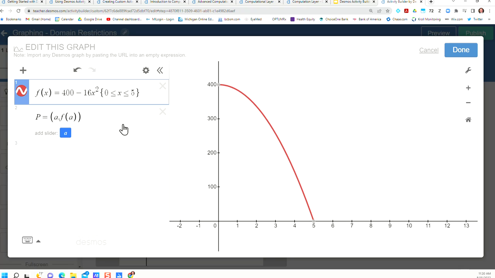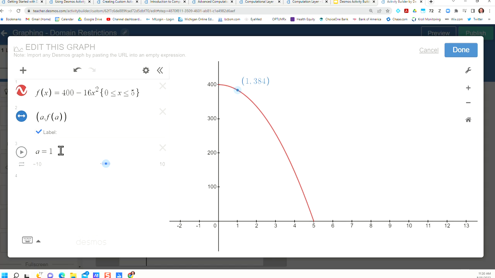Then next what I have is a point right below it. Now I chose to label this as P equals. You don't even need the P equals. But nothing shows up because right now Activity Builder doesn't know what an x coordinate of A is. And if it doesn't know what A is, it can't evaluate f of A. So it says put in a slider. Well, let me show you what happens if I click on this to add the slider.